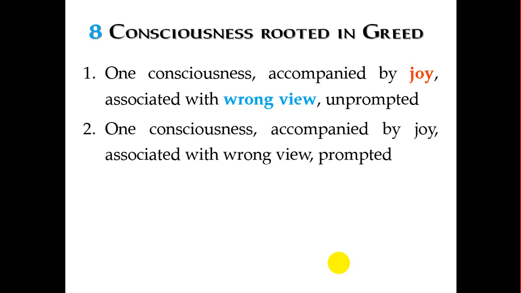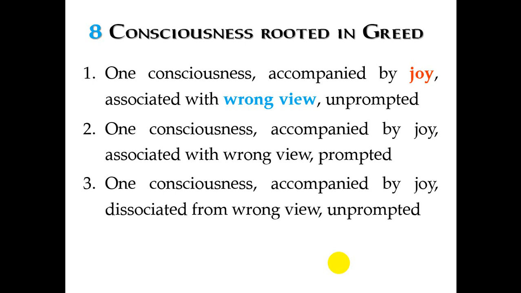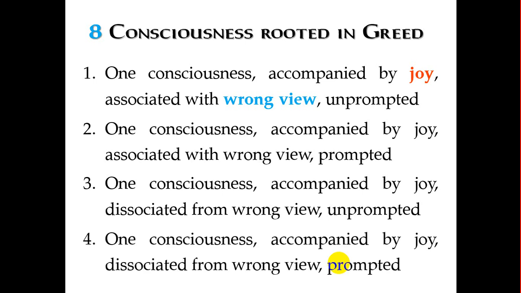Another one is different, prompted, right? The rest are the same. One consciousness accompanied by joy, associated with wrong view, prompted. That's the way you can remember. The next one, dissociated from wrong view. Only the difference here. Dissociated from wrong view. There's no wrong view, but you are happy to do it. Unprompted, you do it by yourself, without any force. I think we will go one by one later. So this is number four, which is different, prompted, right? The rest are the same.